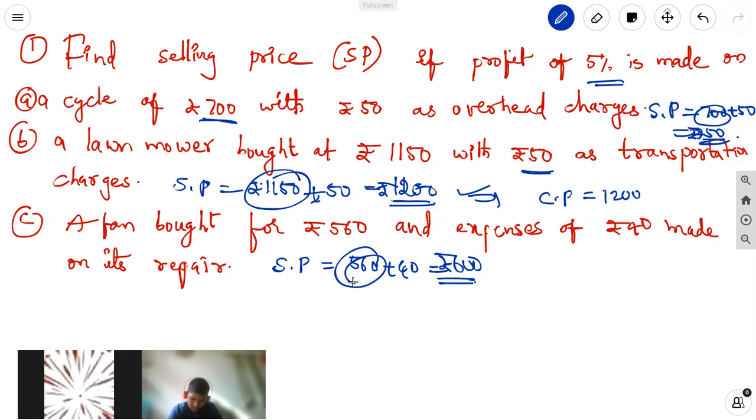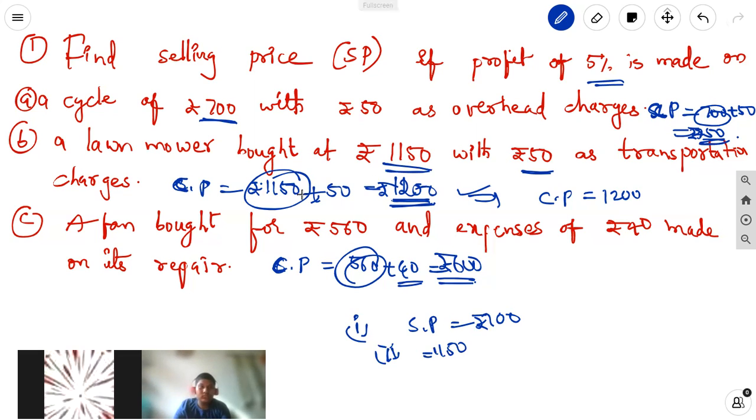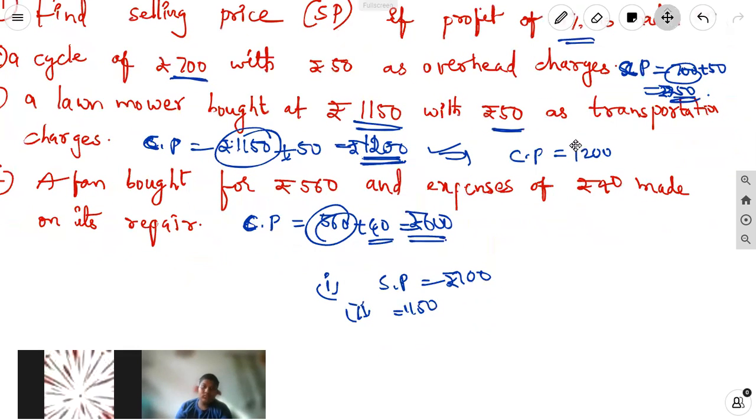The fan's price is 560, and the cost includes the repair, so the cost price is 600. Here cost price is 1200. Here cost price is 750. What are the selling prices? For the first one, the selling price equals 700 rupees. For the second one, the selling price is 1050 rupees. If we bought it, then it is our cost price. When we want to sell it, it means 1200. In these two types we think it over.